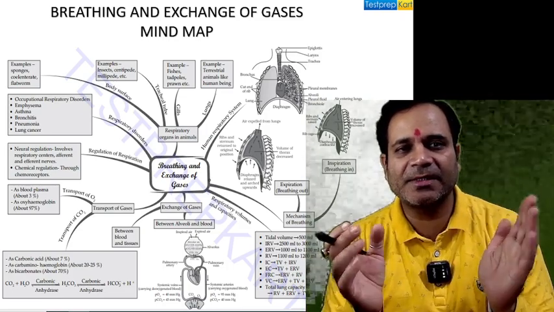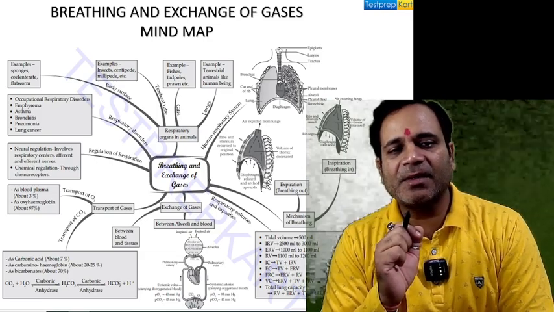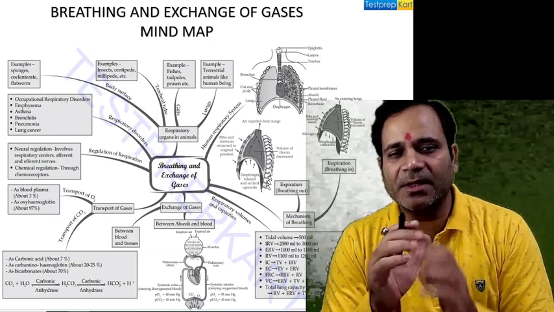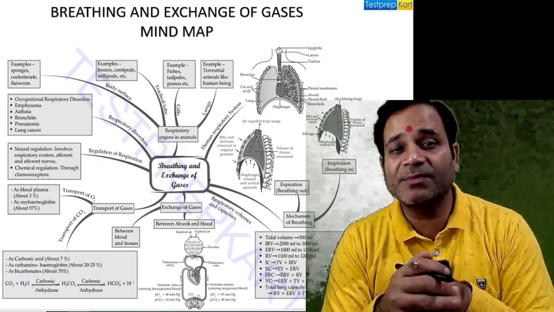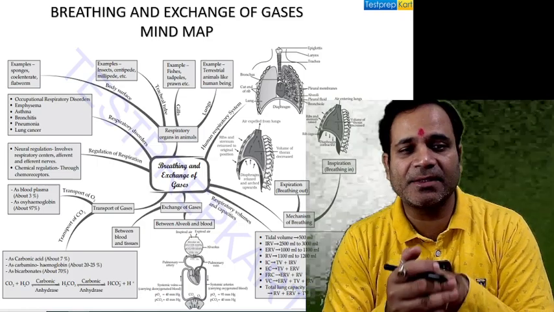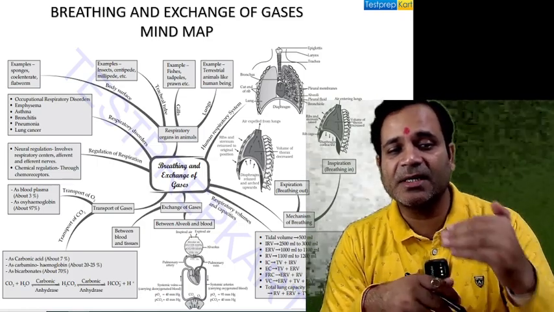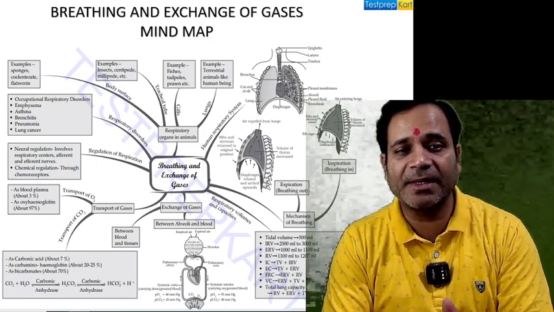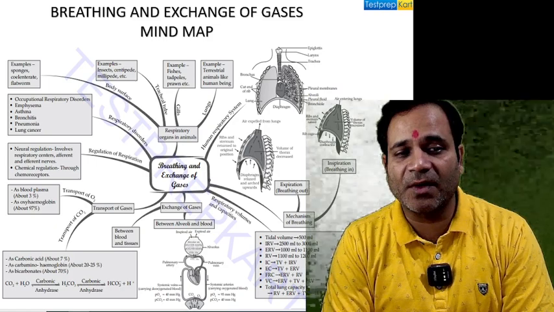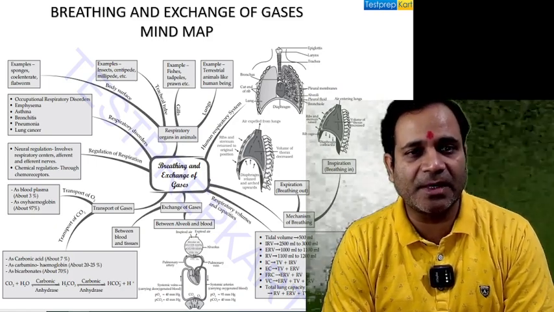Okay. So what we have in the mind map, my dear: when I say exchange of gases, it means the transport of gases. And if I say the transport of gases, it means the transport of oxygen and the transport of carbon dioxide. But it is important to note how this transport of oxygen and carbon dioxide occurs within the body cells, my dear.